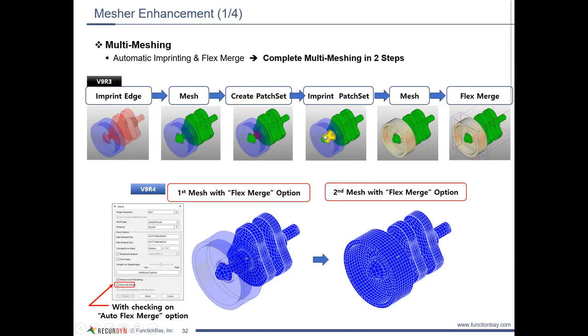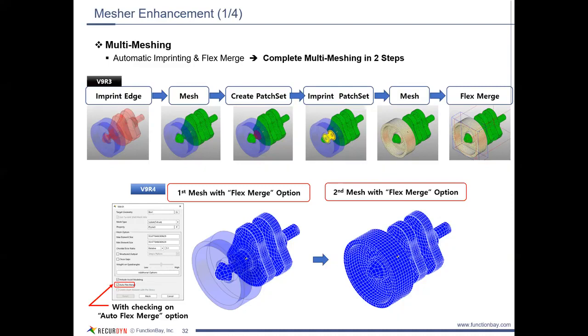What we can see on this slide is we can compare with V9R3. There were ways to do the mesh merging, and why do you want to do mesh merging and multiple meshes and so forth?